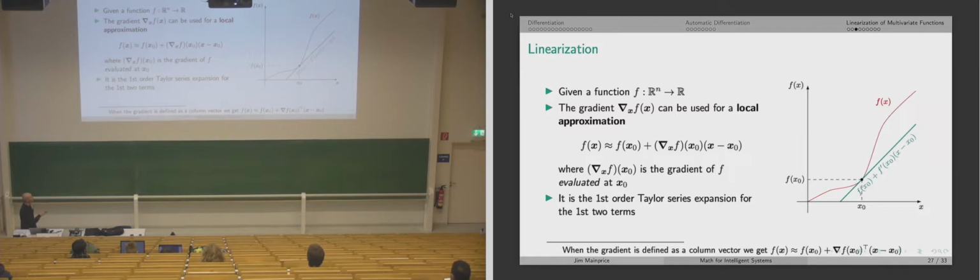And it's the first order Taylor expansion. The way we write that down in the multidimensional case is using the gradient here. So this is the one-dimensional case that you're all familiar with, and this is the multidimensional case. That's a very important formula, and you should be familiar with it.